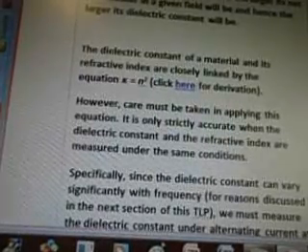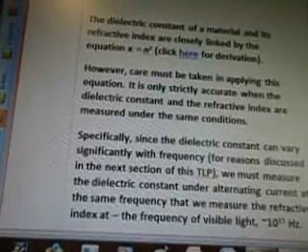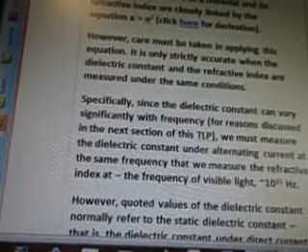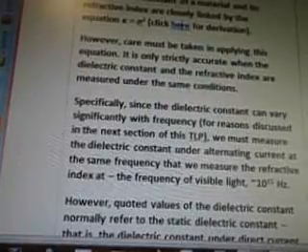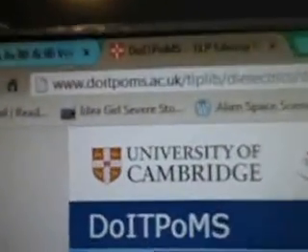The dielectric constant of a material and its refractive index are closely linked by the equation K equals n squared. Click here for the derivation, whatever that means. Let's see what it says. This is what I like about OneNote. You click on a link, it takes you right to it. So it's at www.doitpoms.ac.uk. So this is the dielectric constant refractive index. So basically he goes to the speed of light in a vacuum, the speed of light in the material. So you would go there to look at his equation, okay?